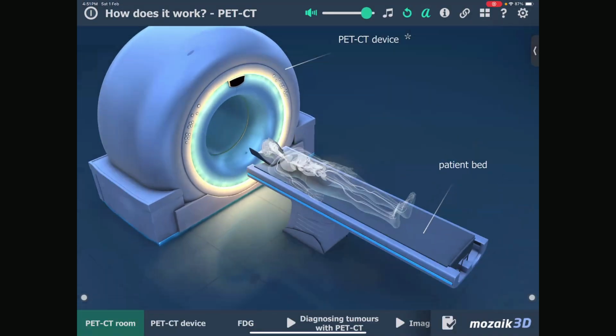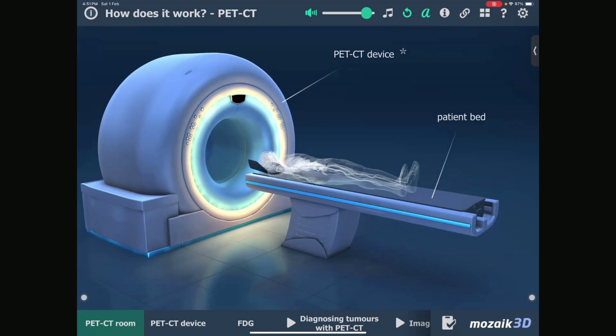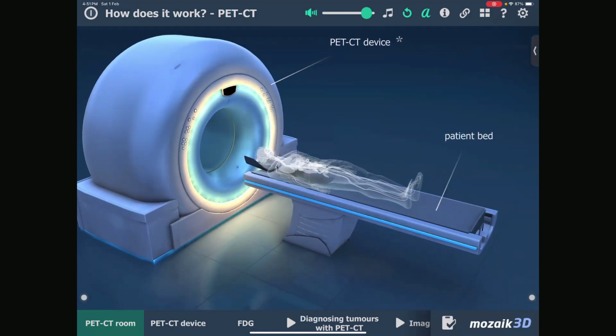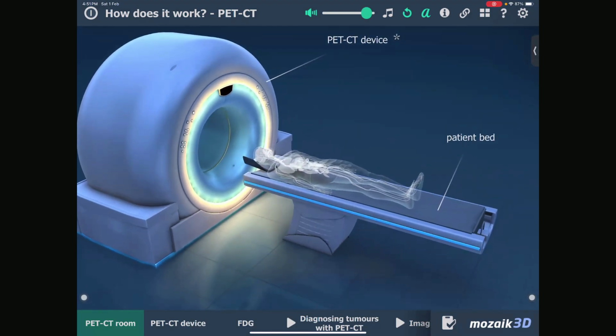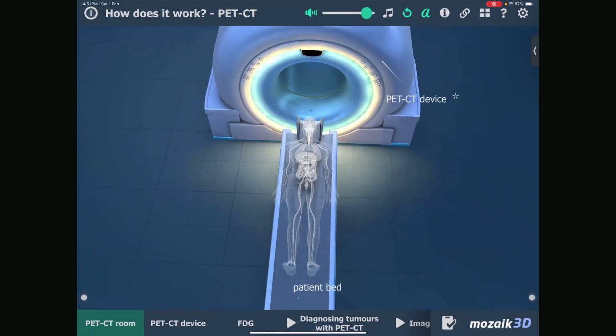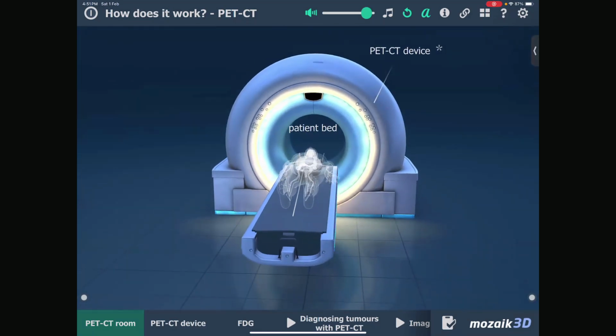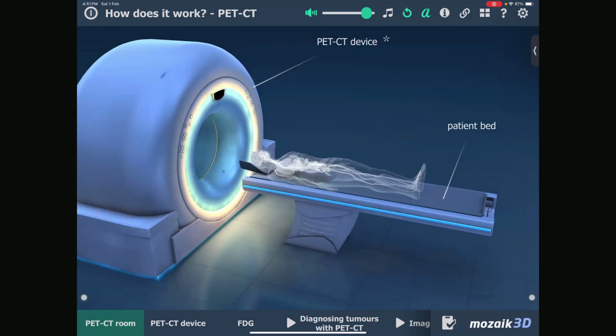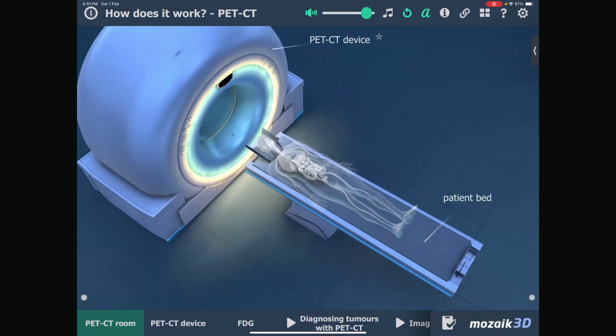Right, so this is how PET scan works. Or a PET CT. Because PET scan machines also have to do CT scan. I'll explain in a minute why. You are going to pass the patient inside like that.